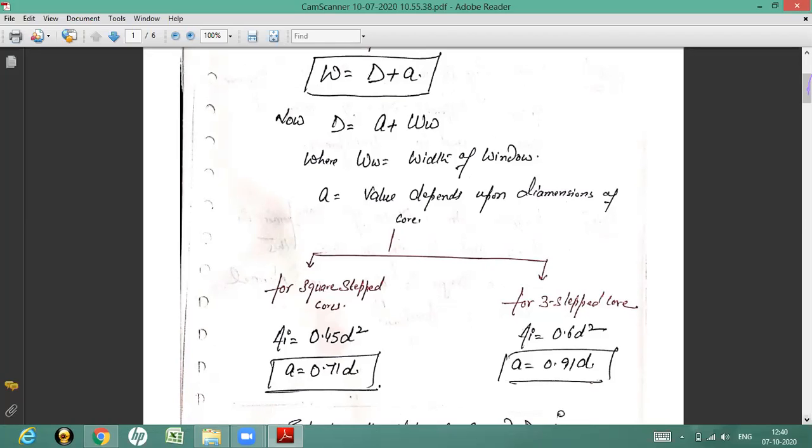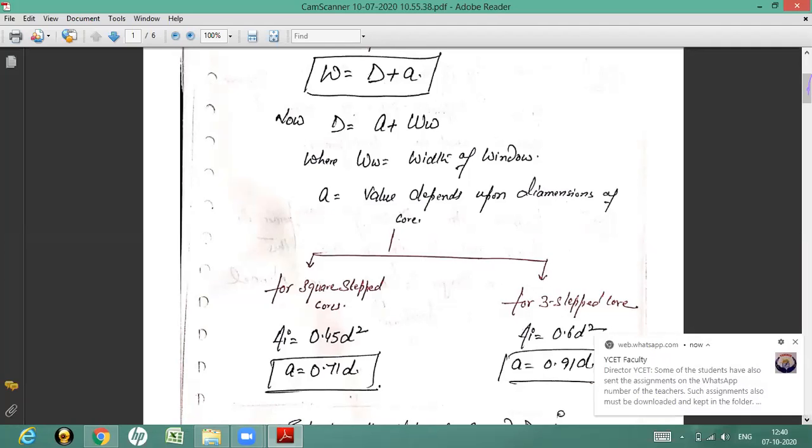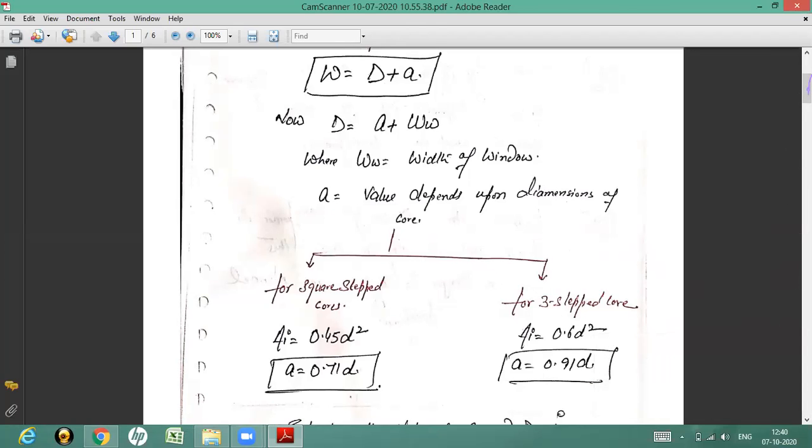But now from the design point of view, you must understand that whenever we use a square stepped core, in that case your net iron area, that is AI, is equal to 0.45 d square, and your small a is equal to 0.71 d. But if you use a three-stepped core, in that case your net iron area AI is equal to 0.6 d square, and also in this case A is equal to 0.91 d.